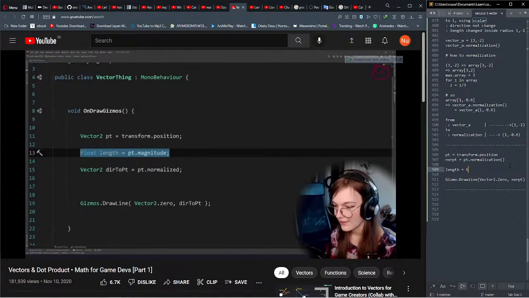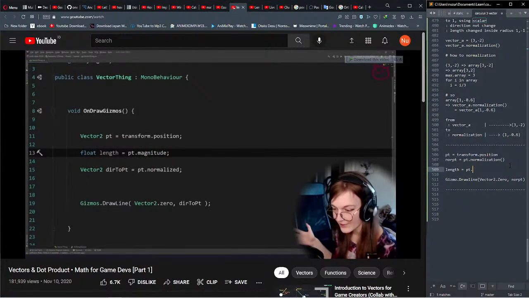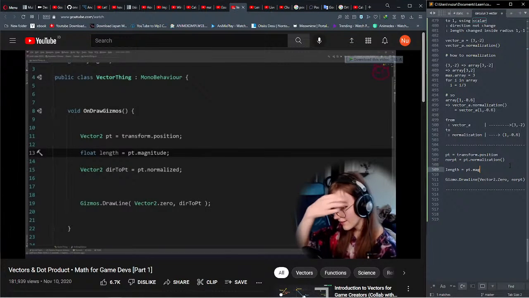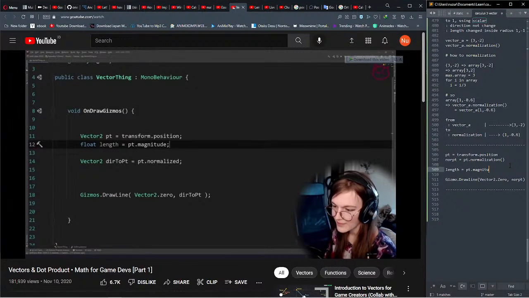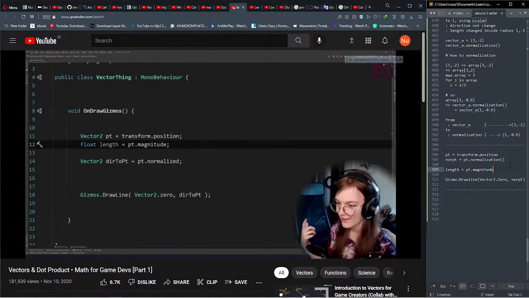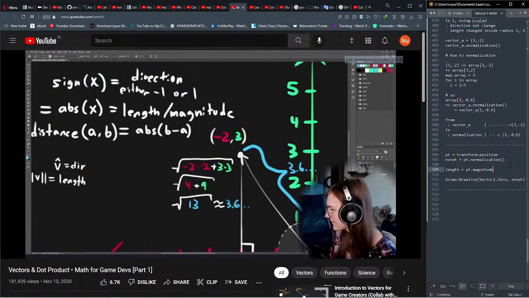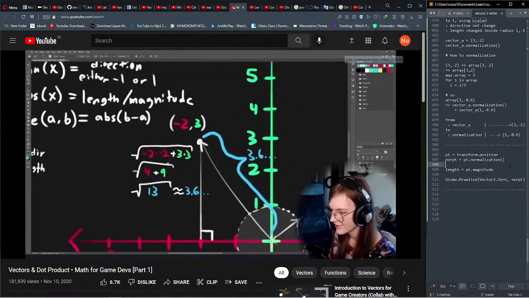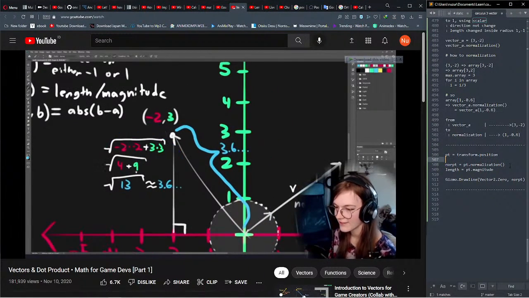So this is how you get the length. Sometimes it can be useful to calculate the length manually, because sometimes you want both the length and the normalized vector, and in that case, calculating things manually can be really useful. Cool. Everything clear so far? How to get the length of a vector.